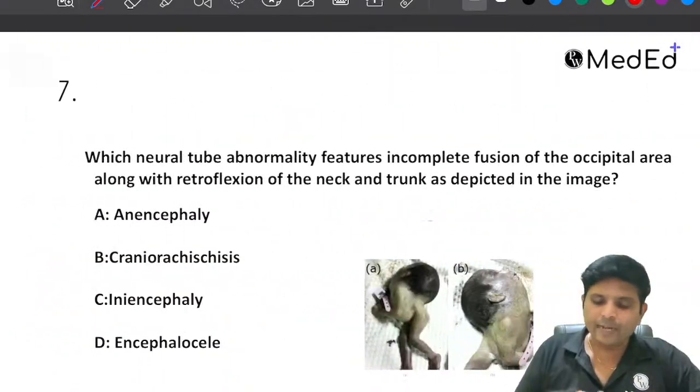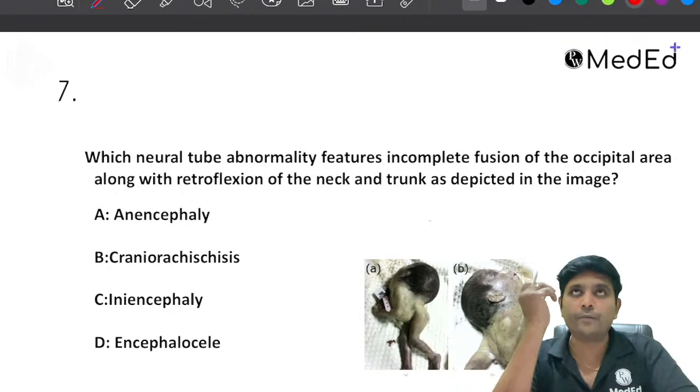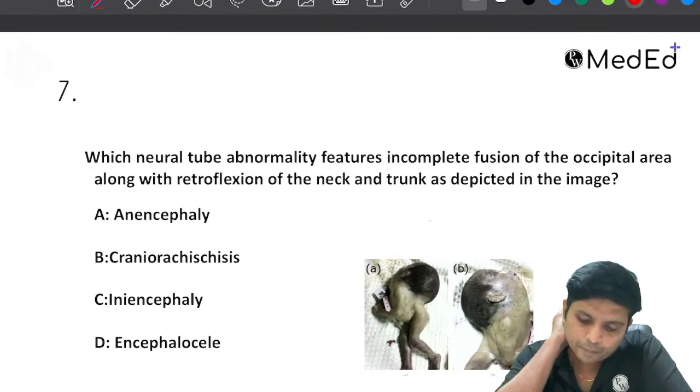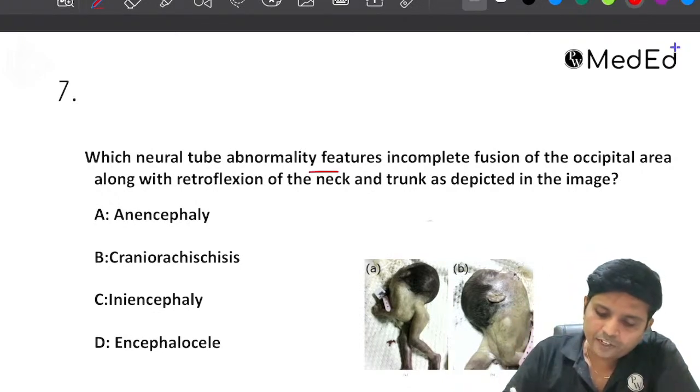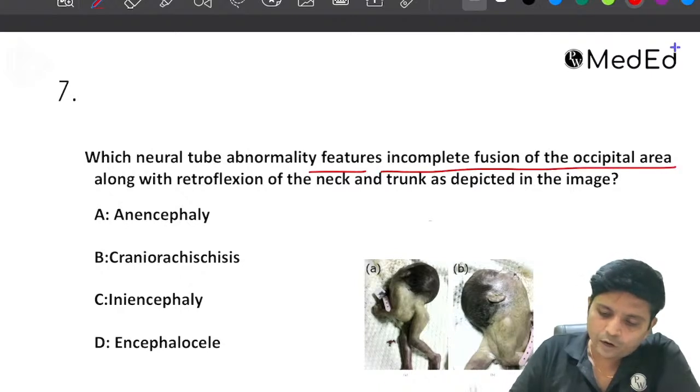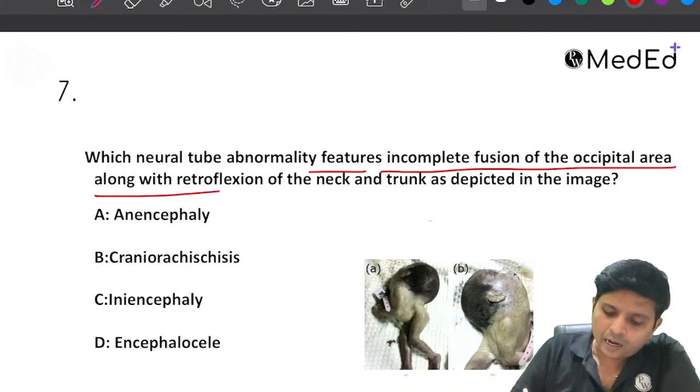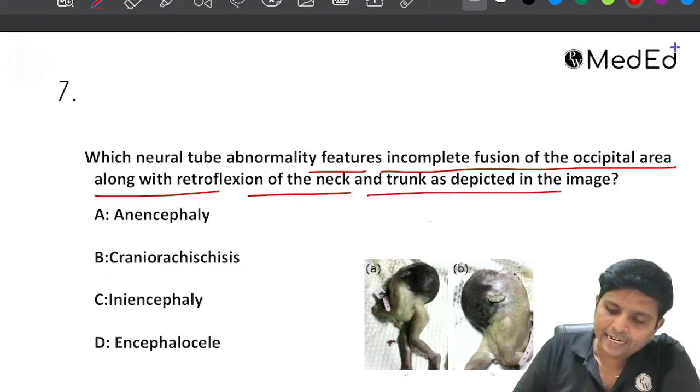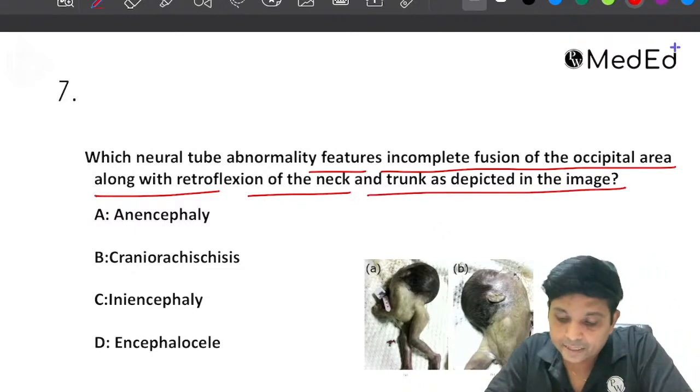Okay. Right, a small revision we had discussed. Which neural tube abnormality features incomplete fusion of the occipital area along with retroflexion of the neck and trunk, as depicted in that picture?